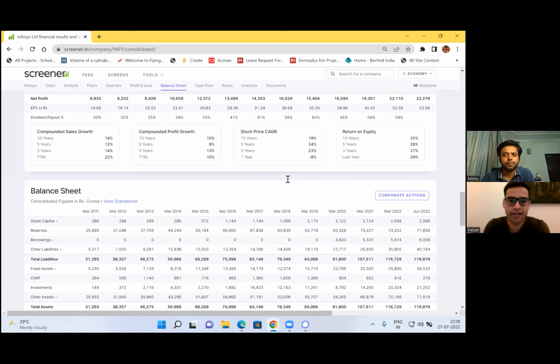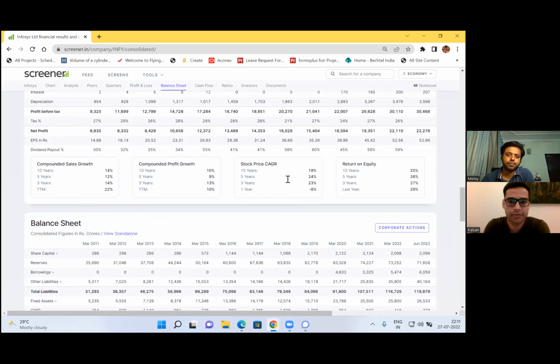The stock price CAGR for the last 1 year is negative, minus 8%. Yes, because of the recent correction and the recent slowdown in the US economy, because most of the companies earn their revenues in dollars. If the tech companies and the banking sector are slowing down in the US, they will cut their expenses, so it will have some effect on the Indian IT companies as well. For that reason, there has been some slowdown and corrections in the stock prices of the IT companies. That is reflected in this 1 year, where we have a return of minus 8%.